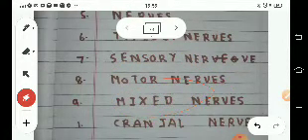Mixed nerves consist of both sensory and motor nerves. That is why they are known as mixed nerves. They carry electrical impulses from the central nervous system to the muscles of the body, and since it is a mixture of both sensory and motor nerves, it also consists of both sensory fibers and motor fibers. For example, the nerve which sends messages to the tongue.